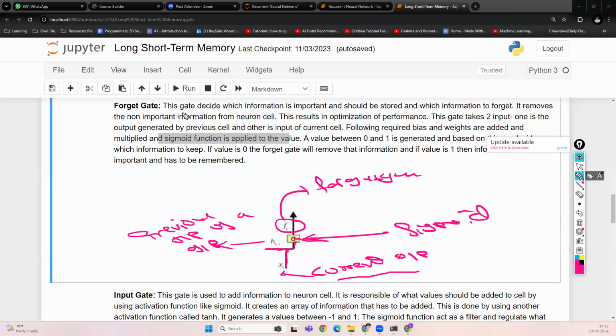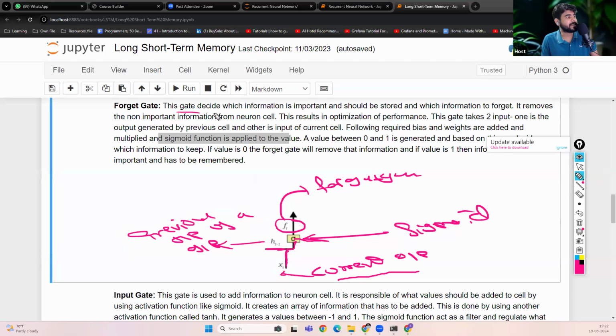Here, sir, you can see the symbol: forget gate decides which information is important and should be stored and which information to forget. It removes the non-important information from the neuron cell, and this results in the optimization of performance. So this particular result will help us to do the optimization.